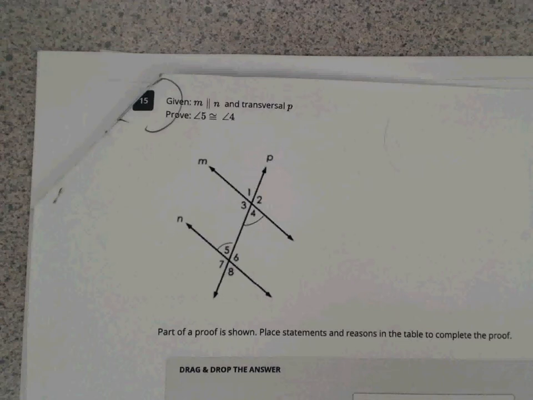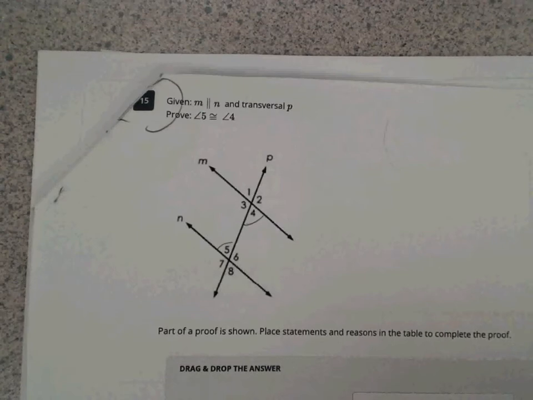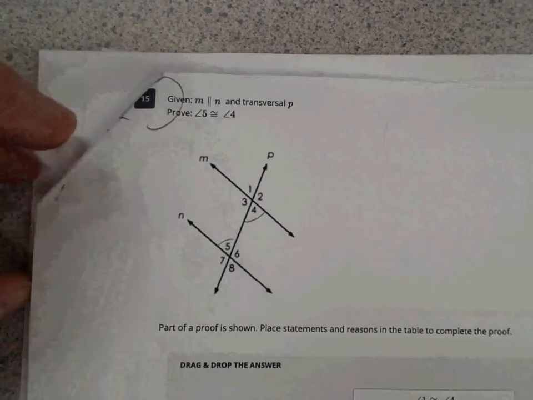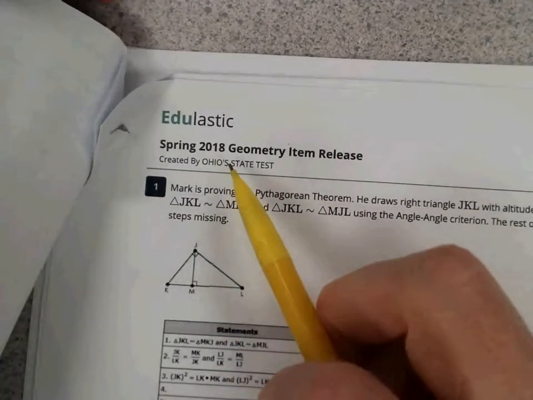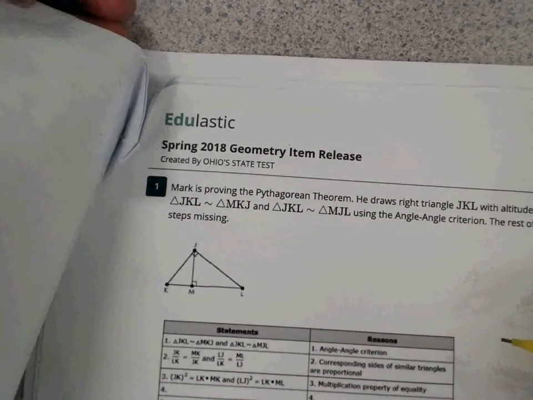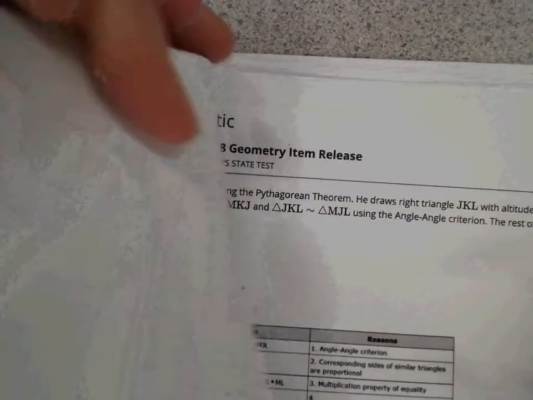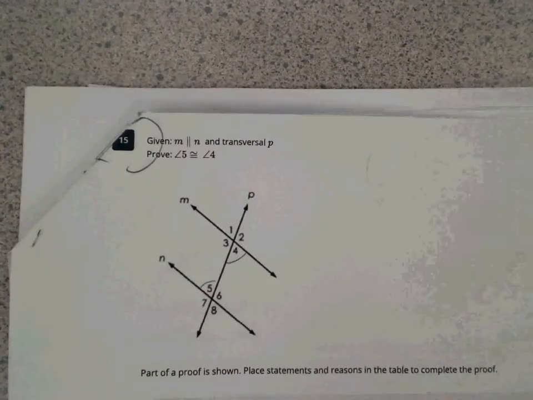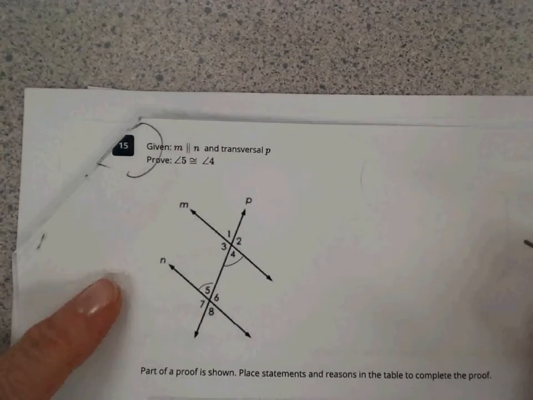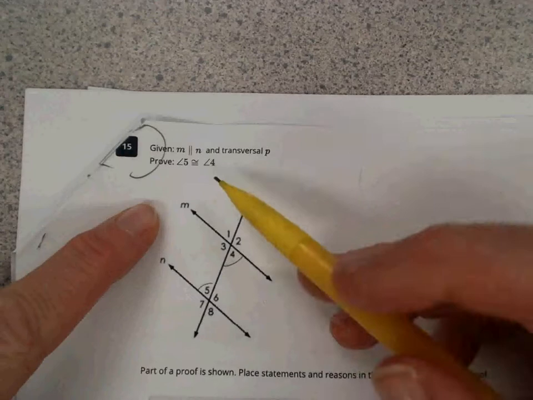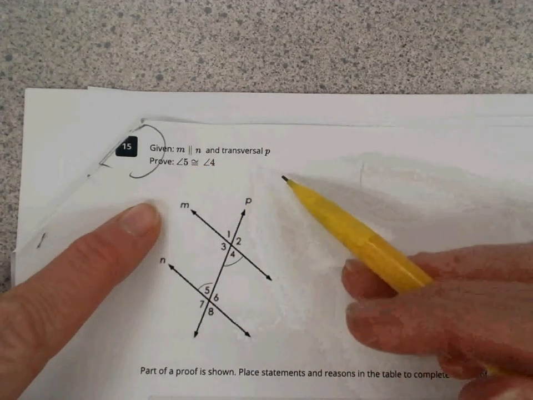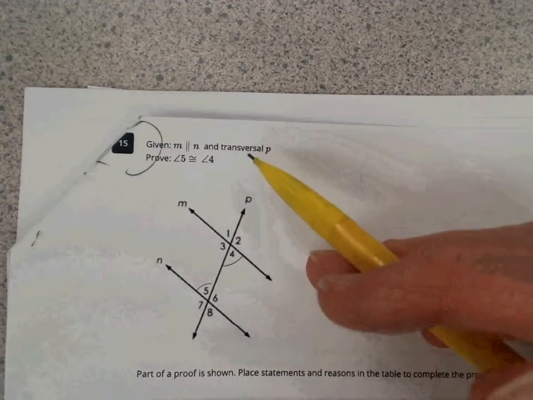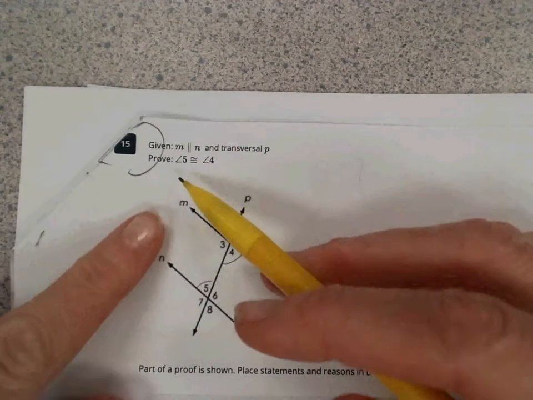In this video, we'll take a look at questions 15 through 20 on the end of course practice test that is related to the questions released from Ohio's 2018 geometry end of course assessment. So starting with number 15 here, we're asked, given that lines M and N are parallel and line P is a transversal, to prove that angle 5 and angle 4 are congruent.